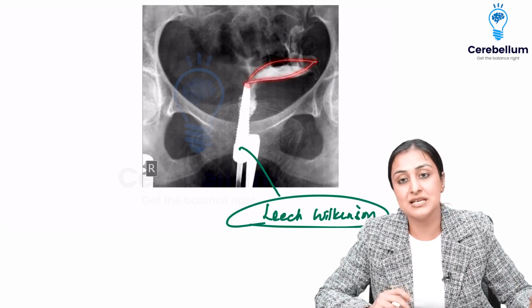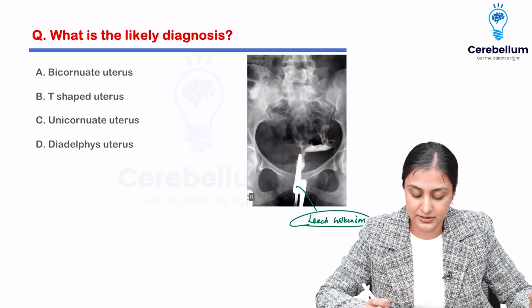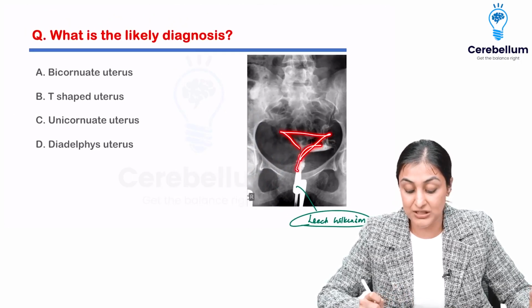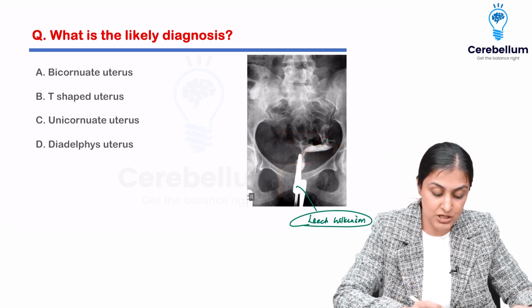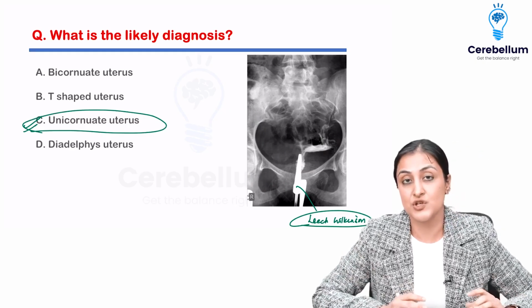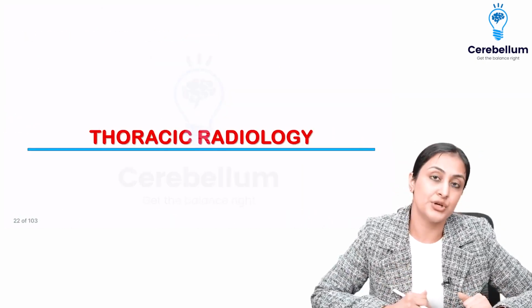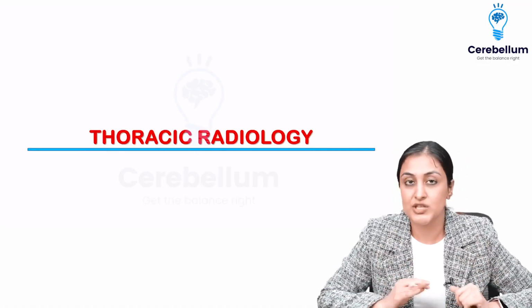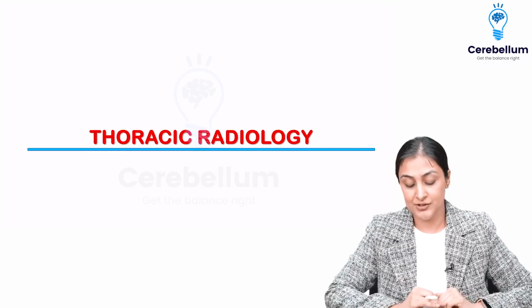And what you can see is only one horn. The triangular shape is not there. I can only see one horn of the uterus. And this is what is unicornuate uterus. So this is a Mullerian defect, unicornuate uterus. So with this, we complete genitourinary radiology.